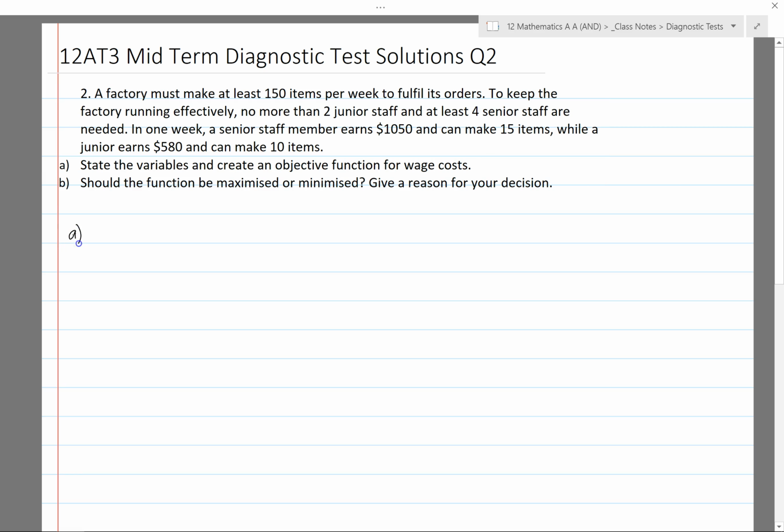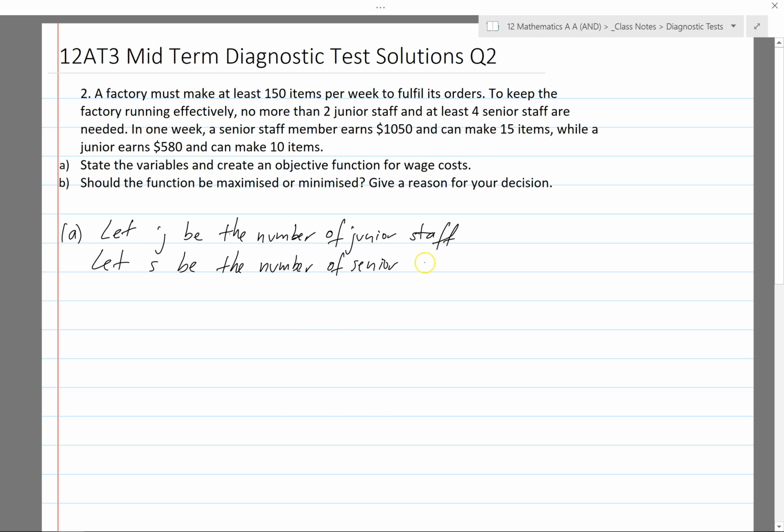Okay, so in part A, state the variables. So in this factory, the 2 things we're thinking of changing are the number of junior and senior staff. So I'll let J be the number of junior staff. And may as well let S be the number of senior staff. And it says create an objective function for wage costs. So I've got my variables. I need to make an objective function for wage costs.